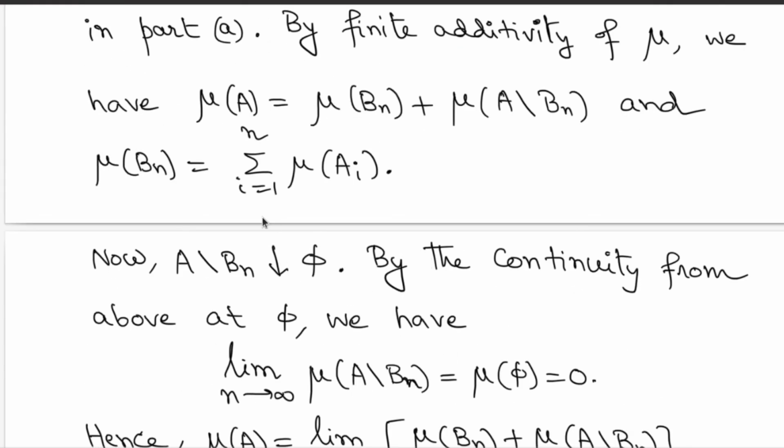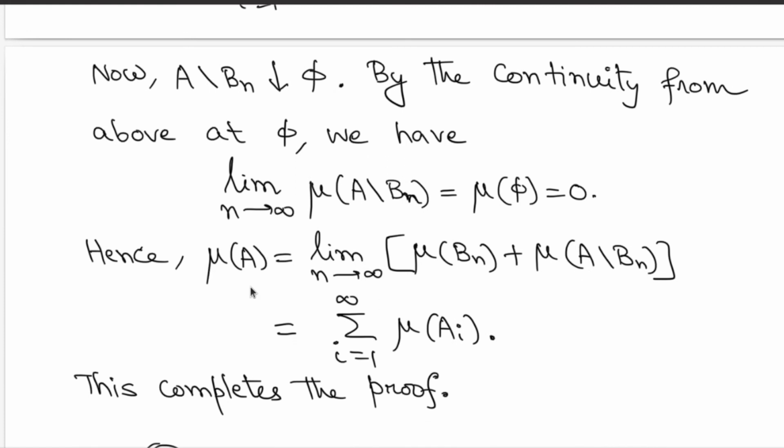But what are mu of Bn's? Again, by the finite additivity we already know it is the summation from i from 1 to n of the size of the individual sets. So if you let n go to infinity here, all you get is the series, and that tells you that mu of A is exactly equal to this summation of the individual sizes. So that proves that mu is again countably additive.